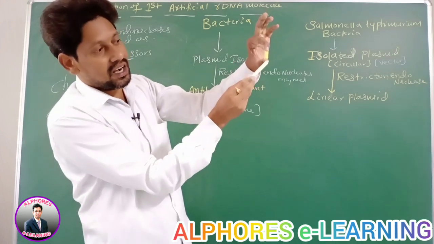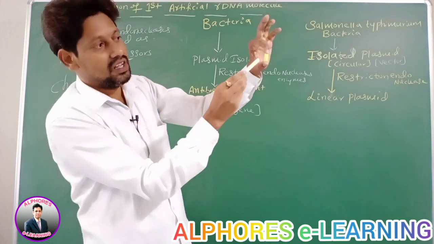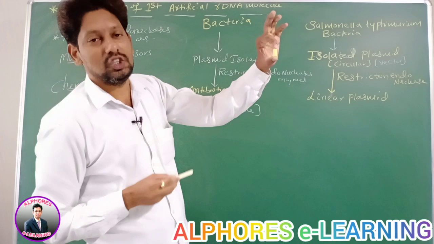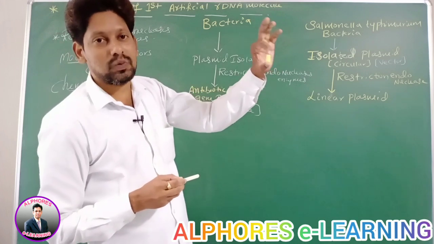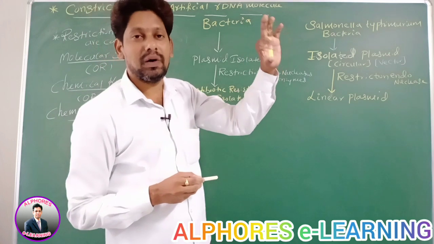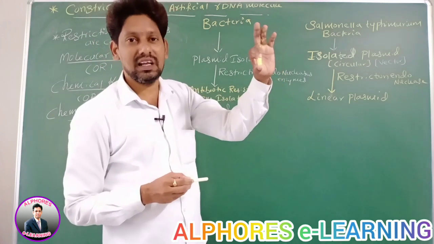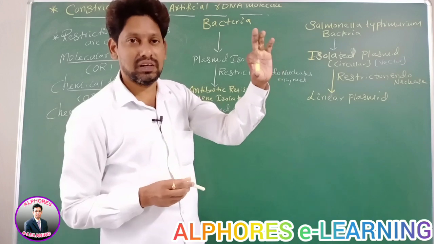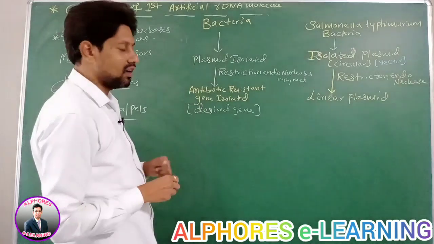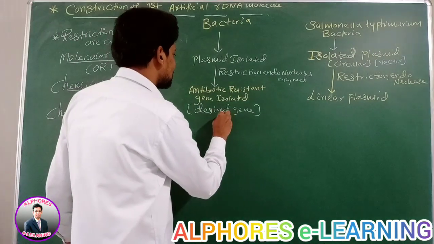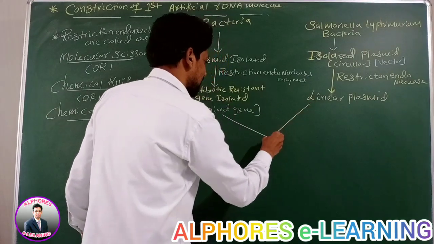Similarly, this is the other end of the plasmid and this is the other end of the antibiotic resistant gene. These two ends should be joined, yes or no? This joining takes place with the help of an enzyme called DNA ligase. What is the enzyme name? DNA ligase. Cohen and Boyer inserted this antibiotic resistant gene into this linear plasmid.